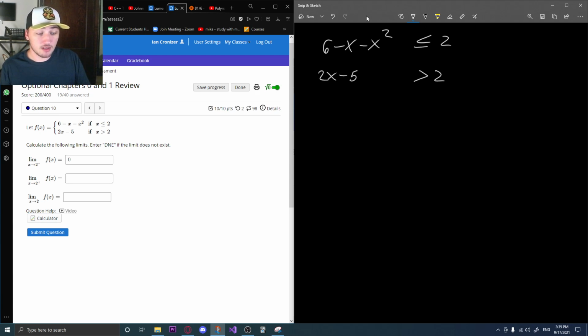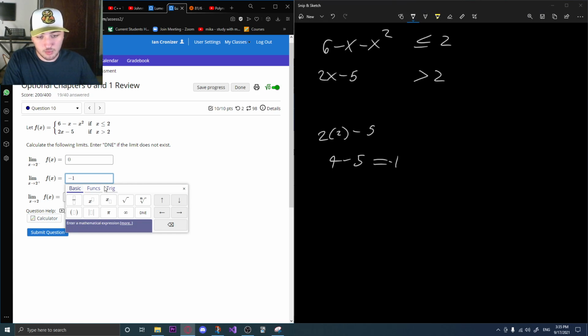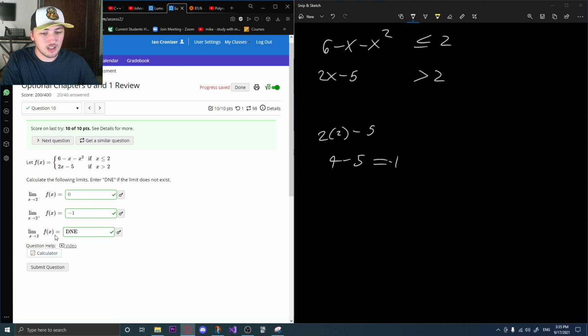2 from the right is going to be going to this. So it's going to be 2 times 2 minus 5. 4 take away 5 is negative 1, which is not 0, it's negative 1, which means that this limit, big old, doesn't exist.